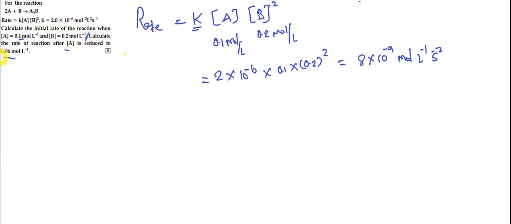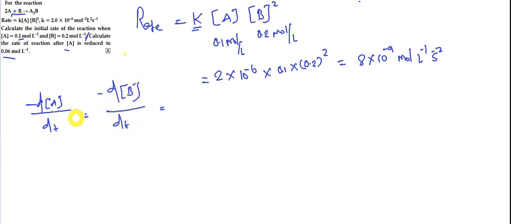Up to this. Now calculate the rate of the reaction after A is reduced to 0.06 mole. Let us write the rate equation here. So the rate equation for this reaction is: rate of concentration of A with respect to time dt, that is equal to difference in concentration of B with respect to time. These two are reactants, so we have a minus sign. So this is product, concentration of A2B with respect to time. This is a rate equation as we know.